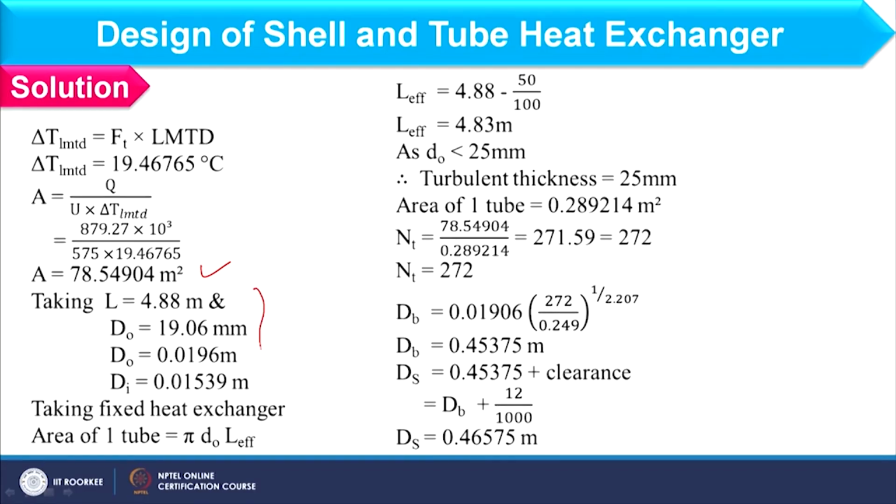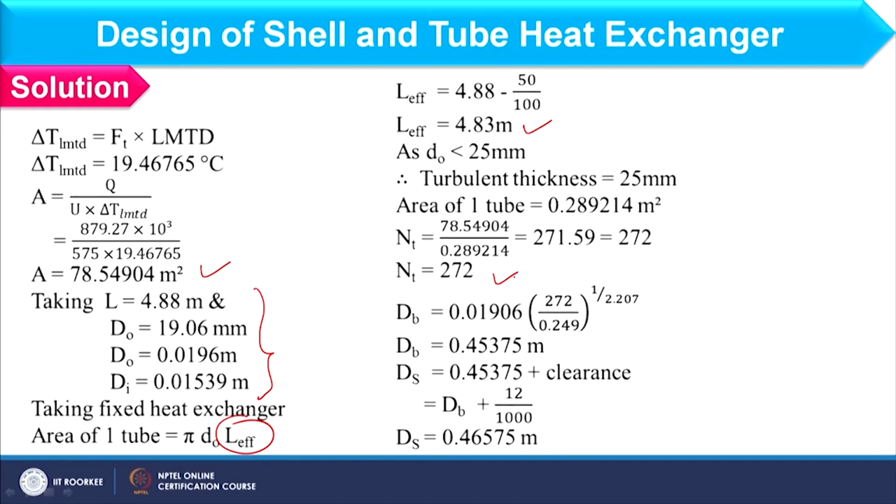Tube length and diameter we can choose in a similar line as we have discussed in lecture 15, and next we have to find out the number of tubes considering effective length. So this is basically the effective length, and the total number of tubes we can obtain as 272.